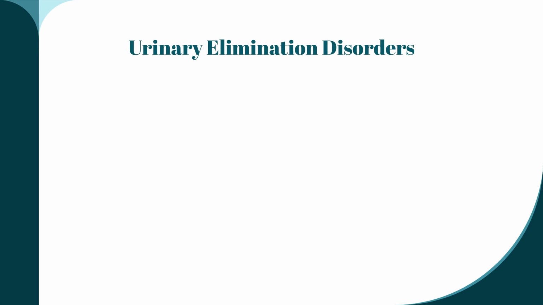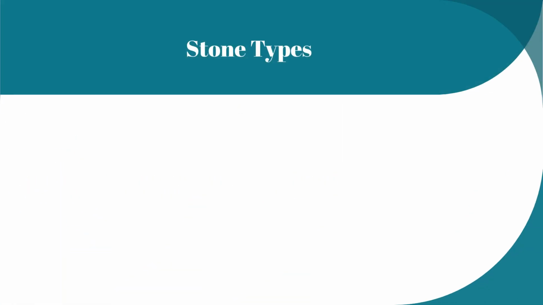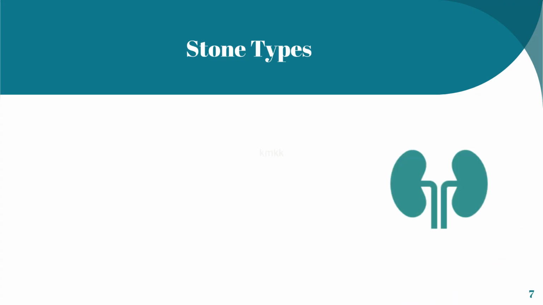Urinary elimination disorders include renal stones or kidney stones, also known as lithiasis. These are crystalline masses that can obstruct urine flow. A large stone formation filling the renal pelvis is called a renal staghorn calculus. Causative factors include bariatric surgery, inadequate fluid intake, and conditions like diabetes and gout. This slide shows a visual representation of the kidneys and mentions different stone types.